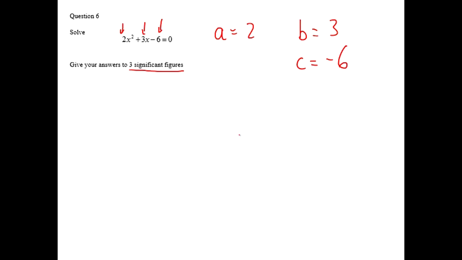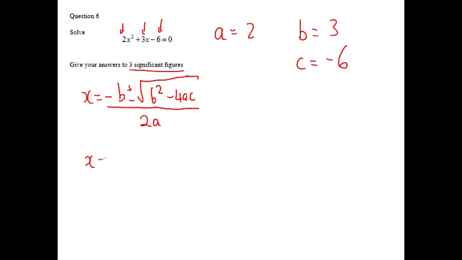You then substitute these into the formula. Now the formula, which is given to you at the front of the paper, is x equals negative b plus or minus square root b squared minus 4ac all divided by 2a. So we begin by going x equals negative b. Now b is 3, so negative b is negative 3.